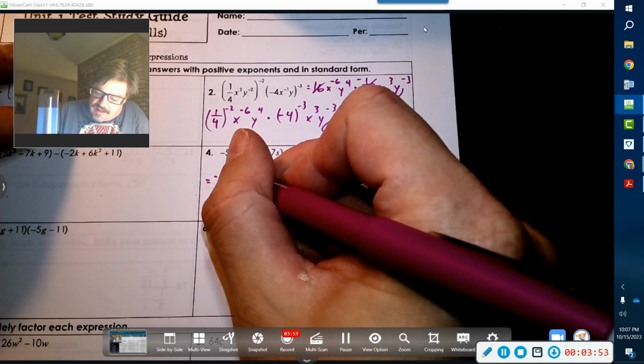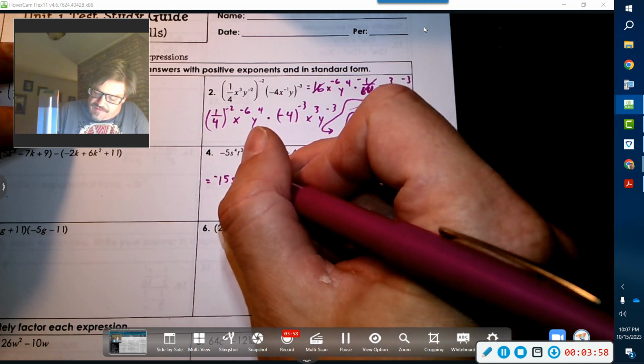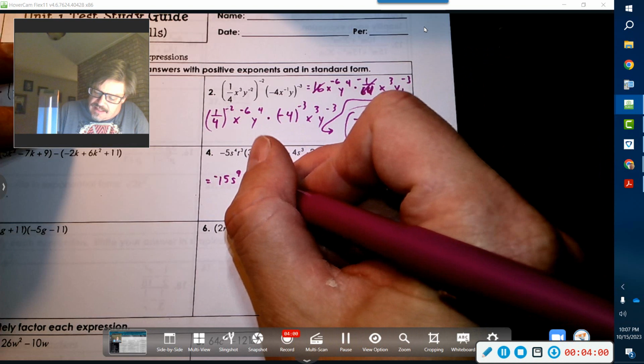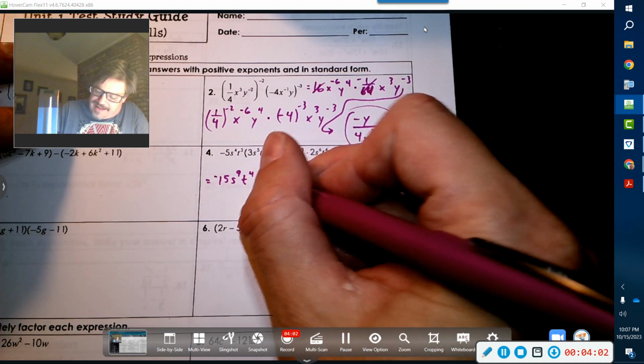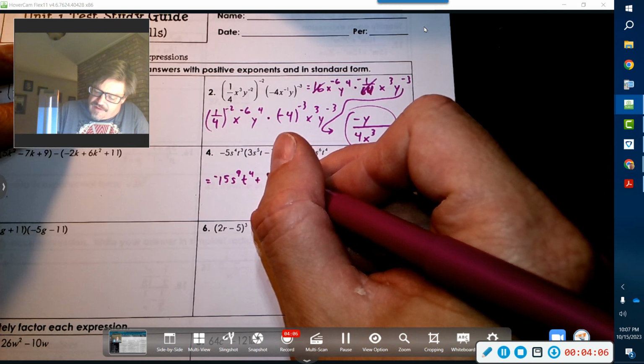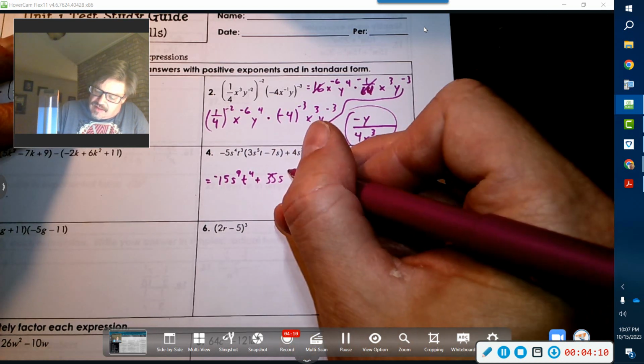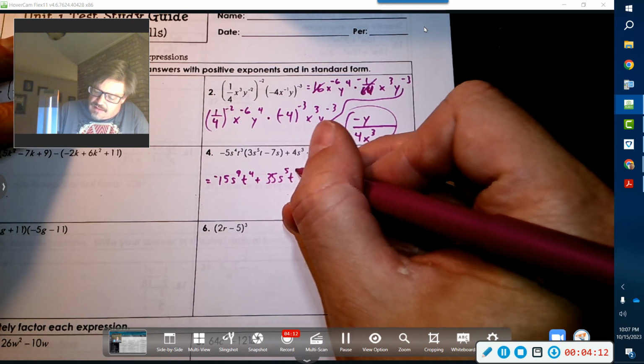We've got 15. And then s is going to be added, those 4 and 5, to 9, and then t to the 4th minus, that'll be a plus now, 35 s to the 5th, t to the 3rd.